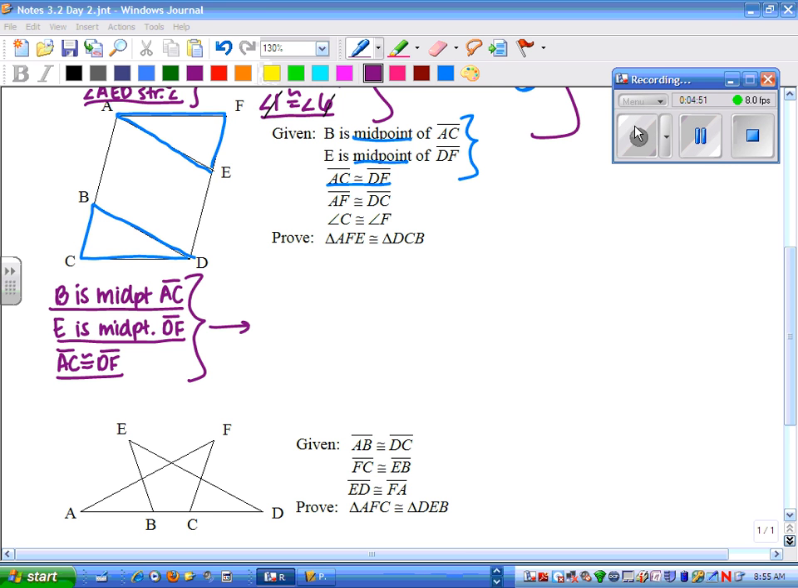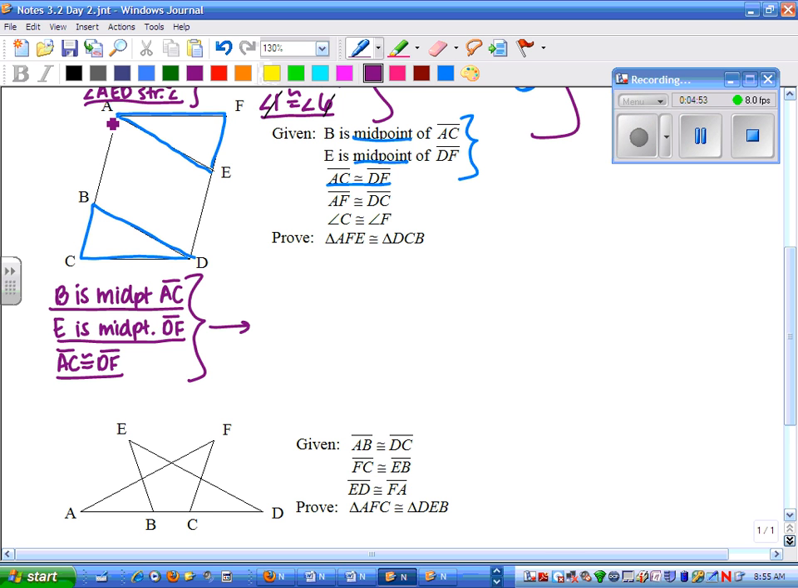Okay, so they're giving me AC is congruent to DF. Okay, that's actually not a side of my triangle, so I cannot say this is our first S. This is an entire side. Okay, and I also know B is a midpoint and E is a midpoint. So what they're doing is we're dividing it up, and now I can say this side, CB, is congruent to EF.